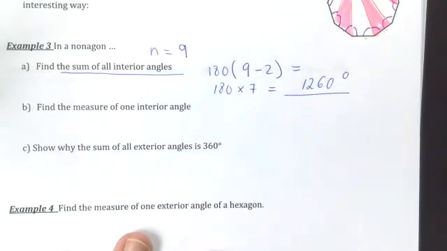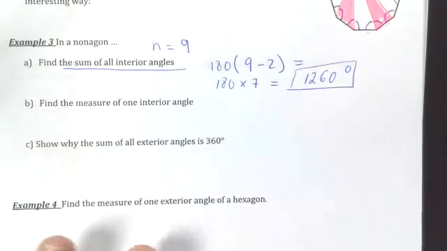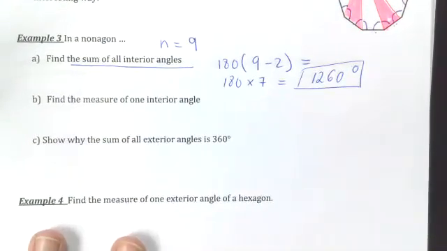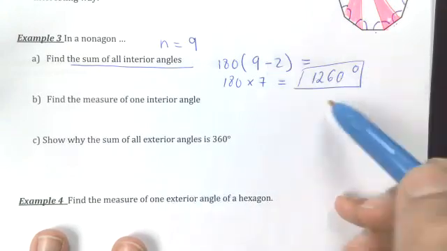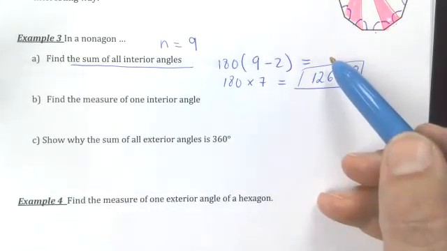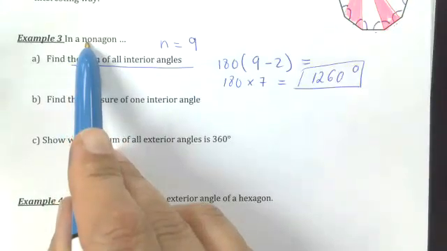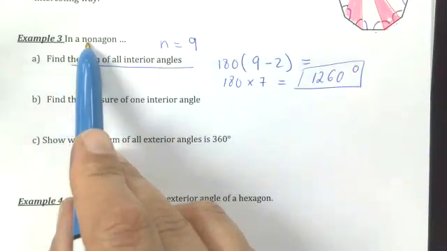Okay, so the sum of all angles for a nonagon is 1,260. Make sure you put degrees because these are angles. Find the measure of one interior angle. So this is all of them. How can I find one of them? Because they're all equal. These are all regular polygons. So that's something that, if it's not written here, in a regular nonagon, we're going to assume it's regular. Because if it wasn't regular, then the angles wouldn't be equal, right?